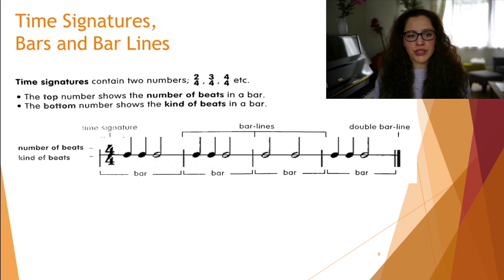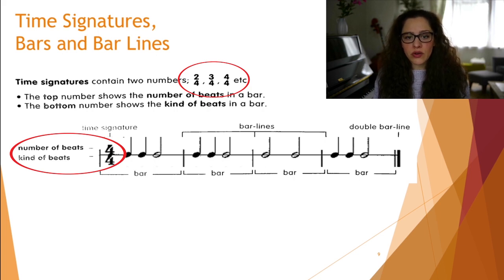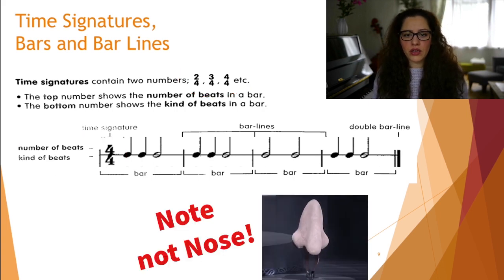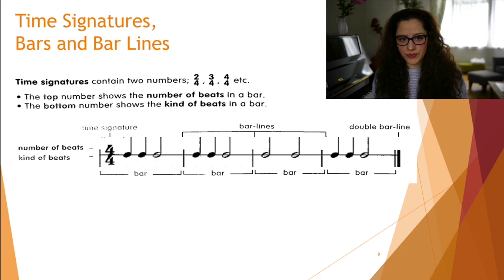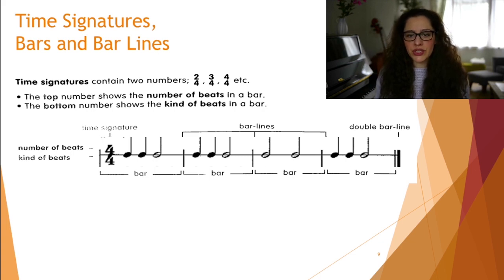Now, these fractions, or the time signatures, contain 2 numbers. The top one shows the number of beats in a single bar, so in this case it will be 4. And then the lower number of the fraction shows what kind of beats we have in a bar. So in this case we have crotchet notes, or 1/4 notes. Now this might change as we progress with music notation. So we'll have different examples and we'll analyze them together.